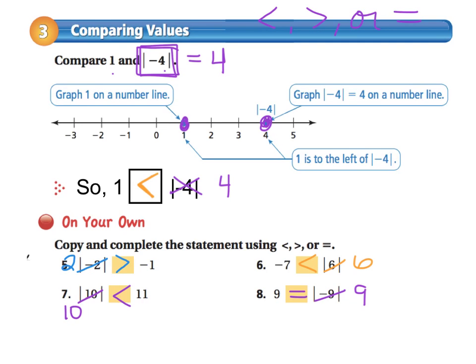Looking at my answers, I first went through and figured out what the absolute value of the numbers were. So looking at number 5, the absolute value of -2 was 2, and 2 is greater than -1. I did the same for the rest of them. So number 6, -7 is less than the absolute value of 6. Number 7, absolute value of 10 is less than 11. And with number 8, 9 is equal to the absolute value of -9.